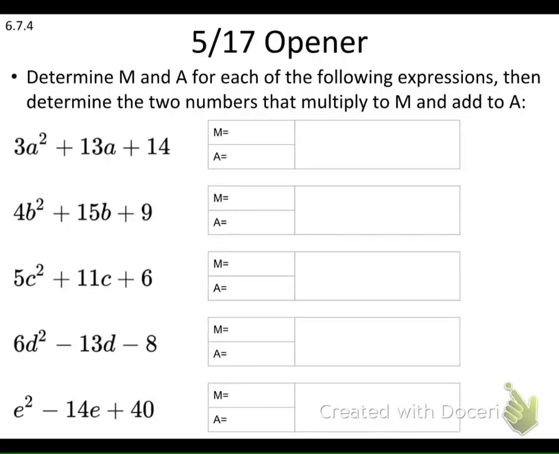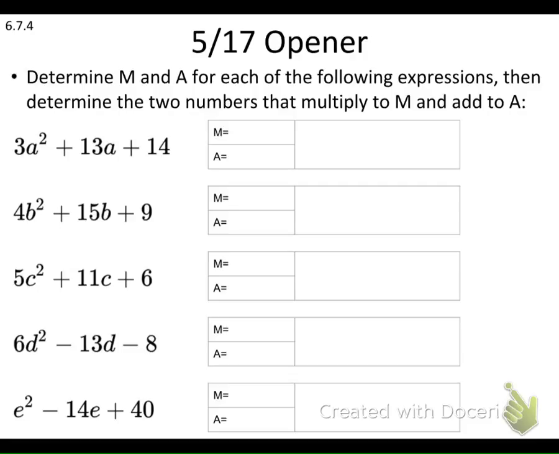46. Okay, so the front side of your opener. Guys, here we go. Back to it. The front side of your opener says determine the M and A for each of the following expressions. Then determine the two numbers that multiply to M and then add to A. So just a quick refresher.